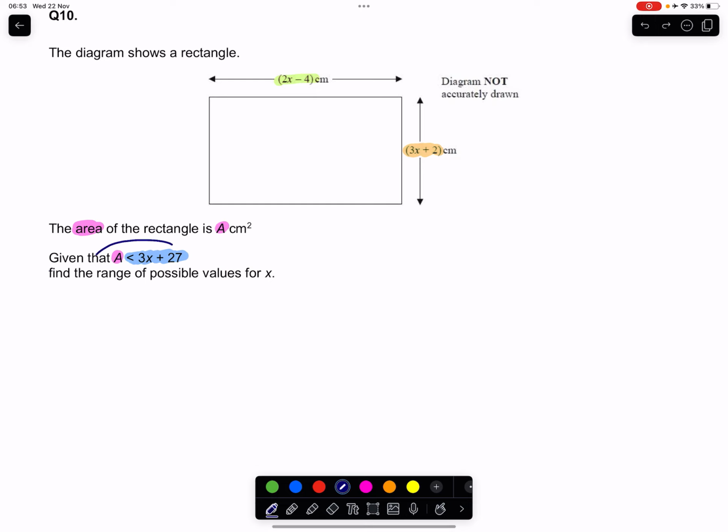Now, at this point, we don't have an inequality to solve because we don't know what A is, but A is the area of a rectangle, and we certainly know how to figure that out. The area of a rectangle is base times height, so we're going to have a base and a height multiplied together. Our base and our height in this question are 2x minus 4 and 3x plus 2.